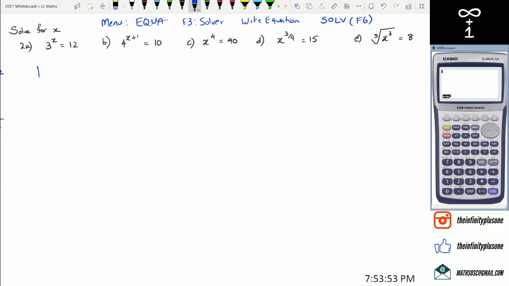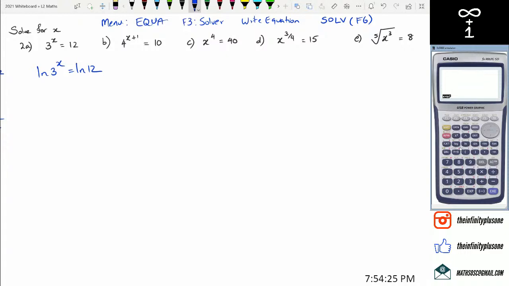So what I'm going to do is take log of 3^x and log of 12. Now, you guys probably used the log that's here on the graphics calculator, but you could also use ln as well. It really doesn't matter whichever one you use. What I'm going to show you is both of them, and they're going to end up with the same answers. So I'm going to use natural log here.